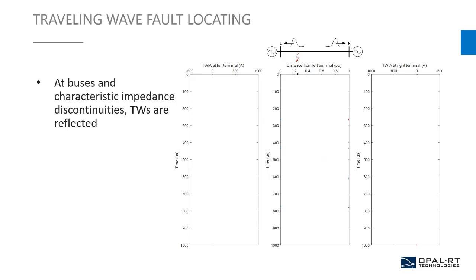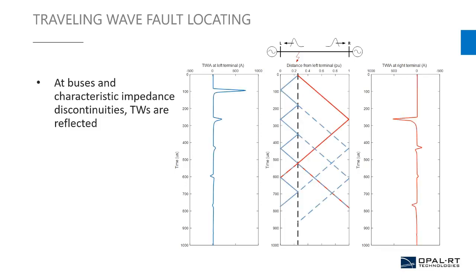As I mentioned, when the fault occurs, if it is not at a zero inception angle, it will launch traveling waves. And these traveling waves will be reflected at the bus terminals and also at any discontinuities of characteristic impedance. So the Bewley diagram on the right shows how the traveling waves are reflected at the bus and also at the fault location. In reality, it will be more complicated than this since you also have the reflection from behind the bus, and you could have a hybrid line which has both overhead lines and underground cables, or you could also have multi-terminal lines.